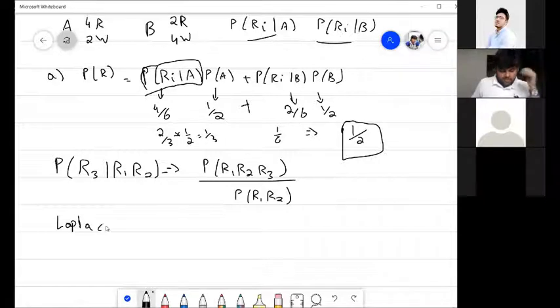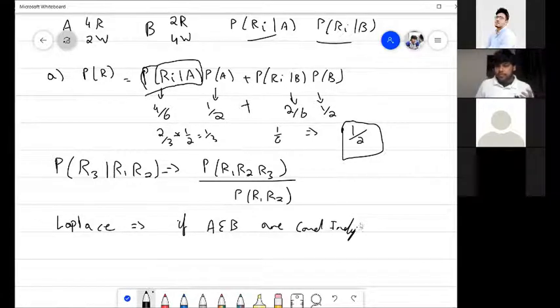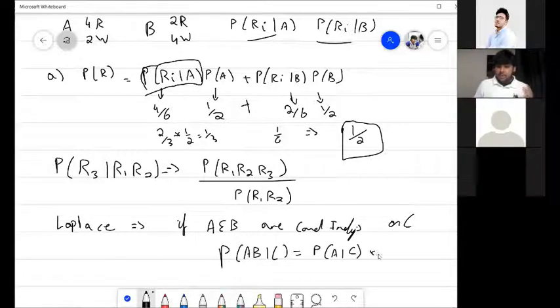So in the Laplace rule of successive terms, what that basically implies is that if A and B are conditionally independent on C, then I can write A and B given C as A given C multiplied by B given C. This is what the Laplace rule of successive terms implies: that if A and B are conditionally independent on a certain event C, then I can separate these two terms.